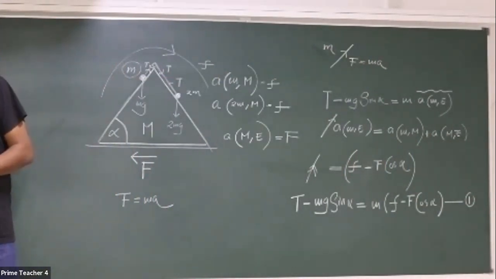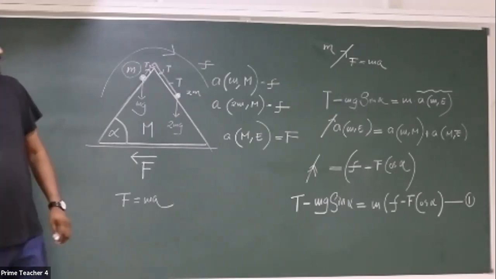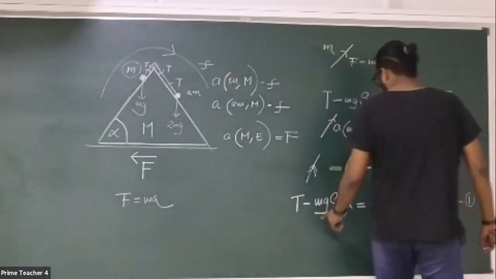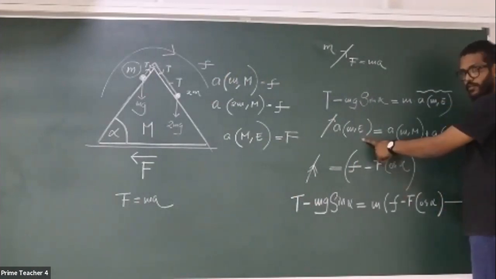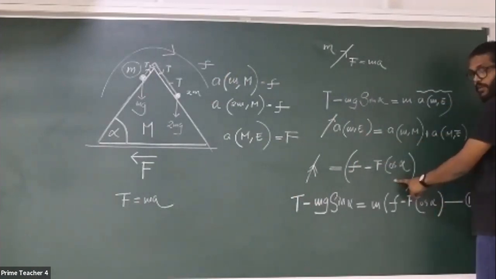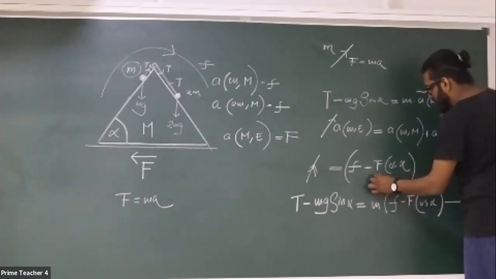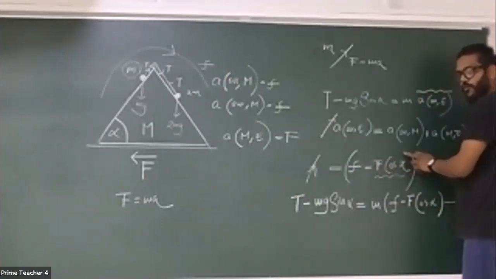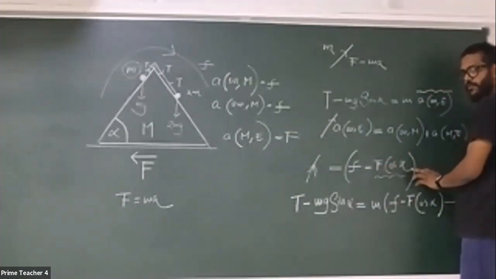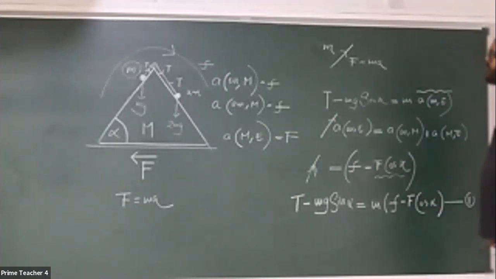All right. Okay. You mean you're talking about this step? This one. This one. Okay, so you're asking why we have to write minus f cos alpha.